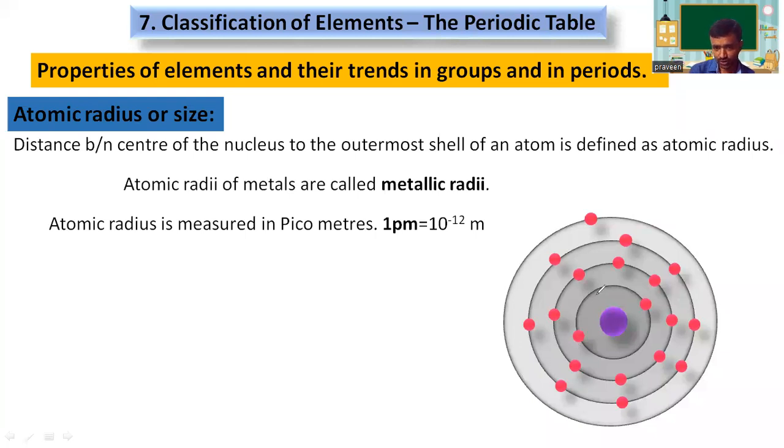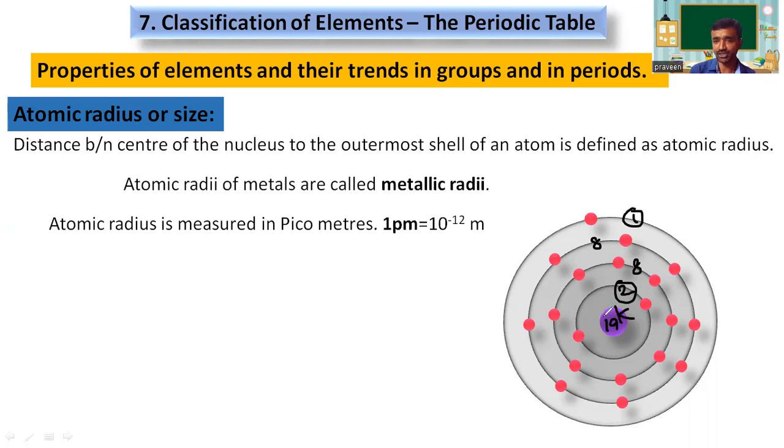So count the number of electrons. Here, 2 are available in the first shell, the K shell. Next, the second shell is completely filled, 8. The third shell has 8. Then the last shell, 1. So totally 16 plus 3, 19. This is the 19th element. What is it? Potassium.